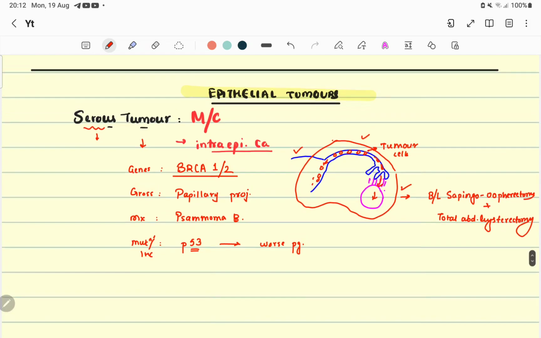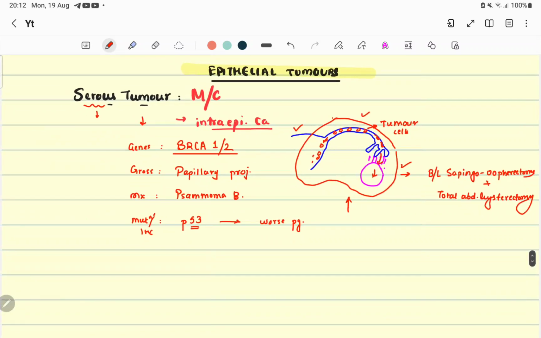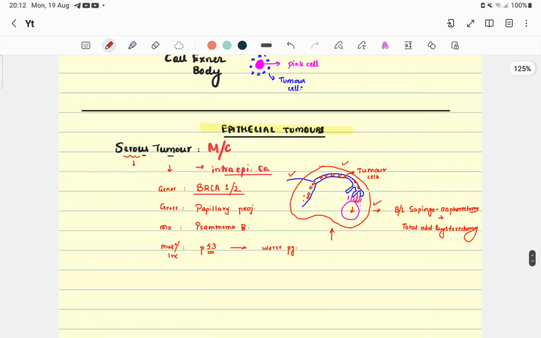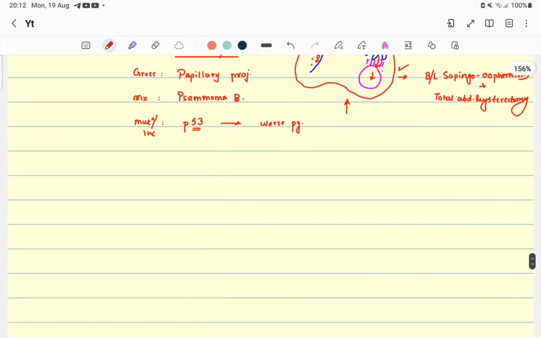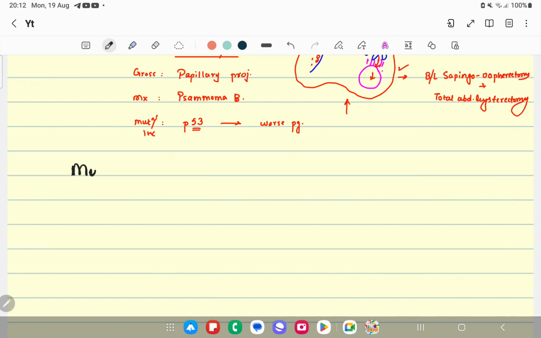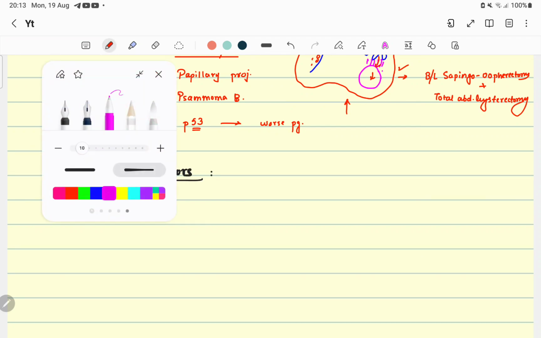Of course, you have to remove all these parts, which means the tumor is definitely a deadly tumor, right? So that finishes our serous tumors, and now let's move on to mucinous tumors. Okay, mucinous tumors. So talking about mucinous tumors, what about them?